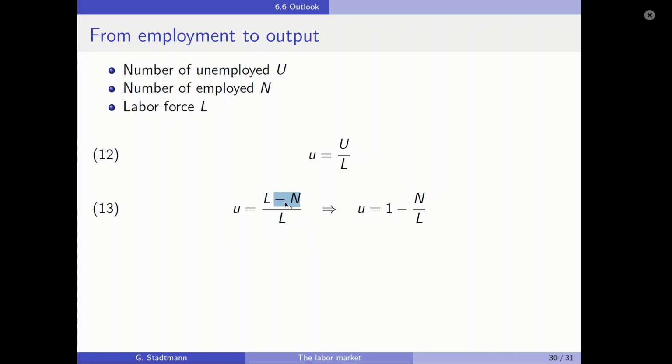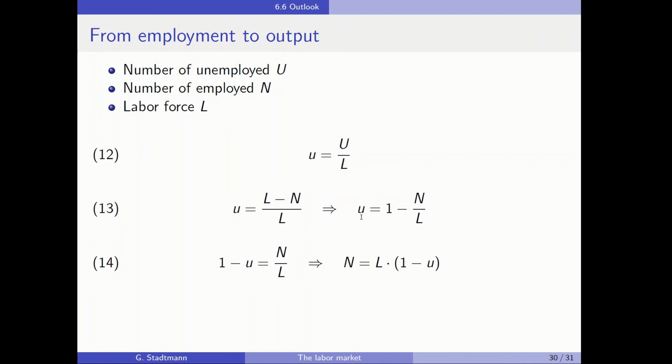so L minus N. We have 2 times this L here in case that we write this expression on 2 fractions. Then this L will cancel out against that L. We get a 1 here. So u is equal to 1 minus N over L. In the next step, we are solving this relationship for N because we want to have a relationship between employment and the rate of unemployment. So let's solve it for N.